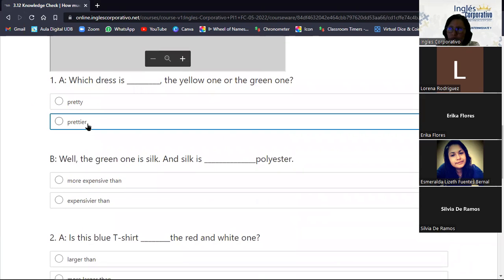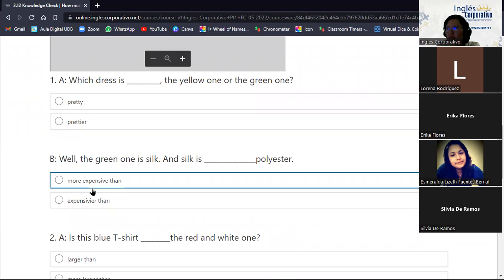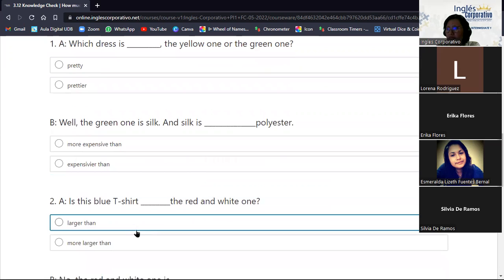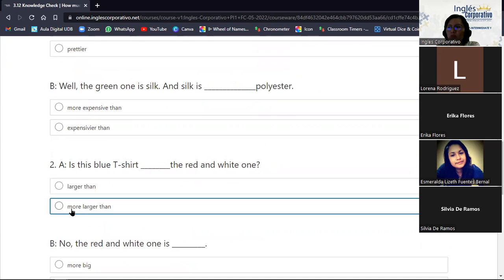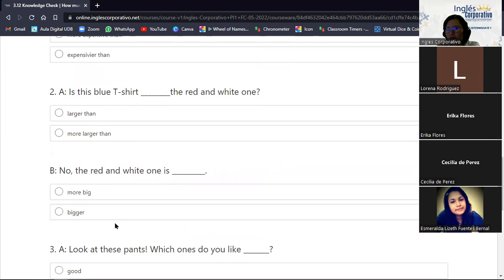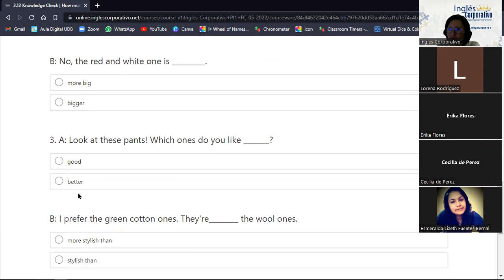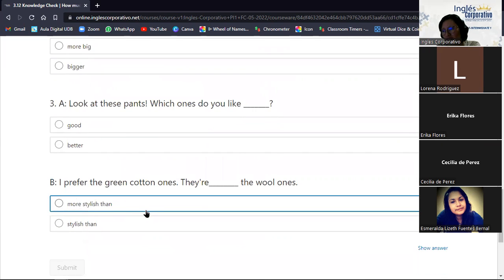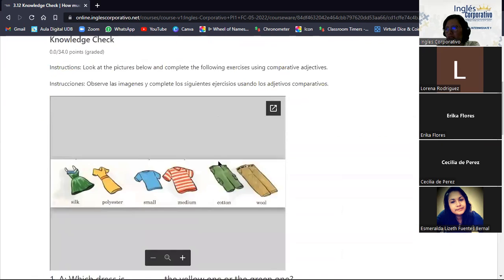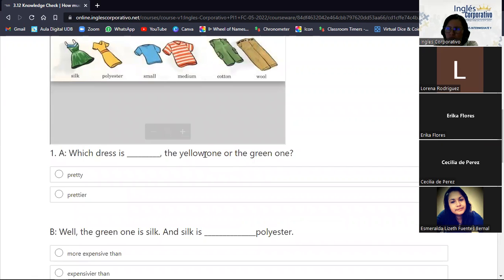¿Es pretty or prettier? ¿More expensive than or expensive than? ¿Larger than o more larger than? More big or bigger, right? Good or better? More stylish than or stylish than? Okay, vamos a hacer este ejercicio juntos. Ahora que hemos visto cómo funcionan los comparativos, oración número uno, which dress is pretty or prettier? What do you think?